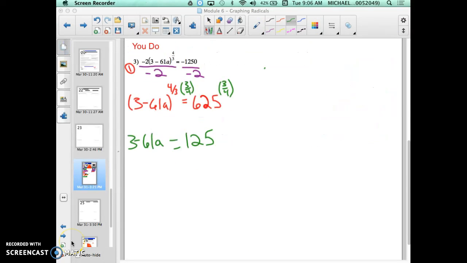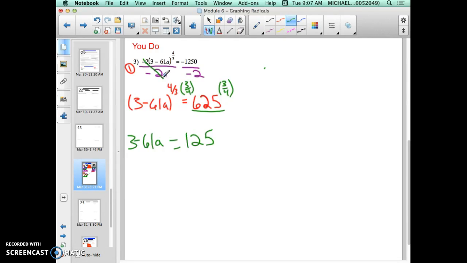You could have paused the video and tried this one on your own, and I'm in the process of solving it myself. I did the first step. I circled the red number 1 up there. The -2 was being multiplied to the base of 3 minus 61a in parentheses, so I had to divide by -2. I did that on both sides, so that canceled out the -2's on the left side, and then -1250 divided by -2 is 625.